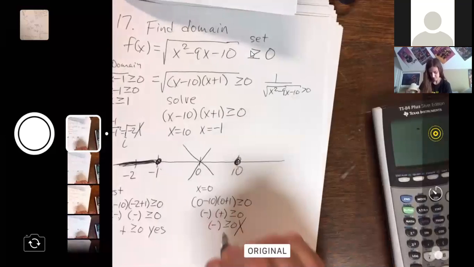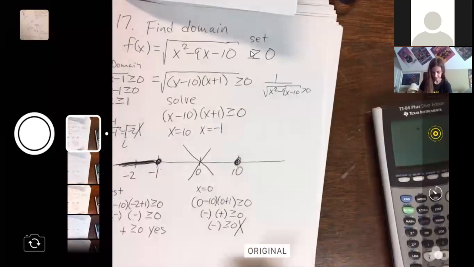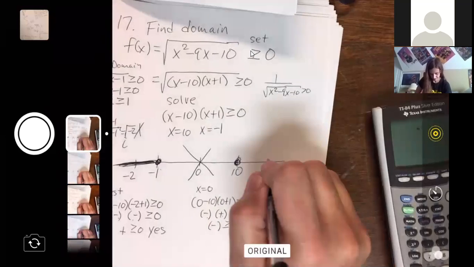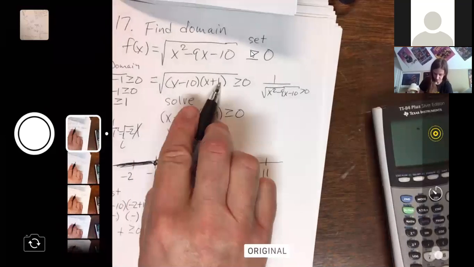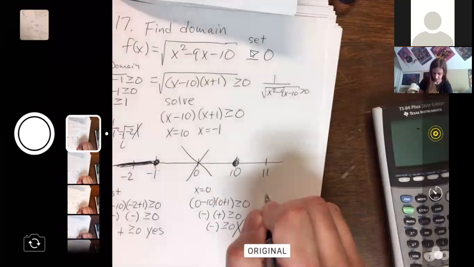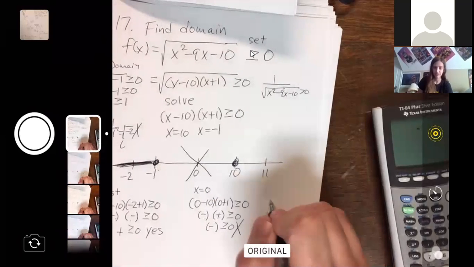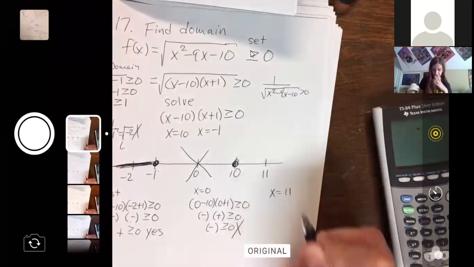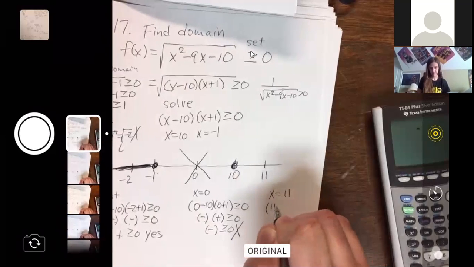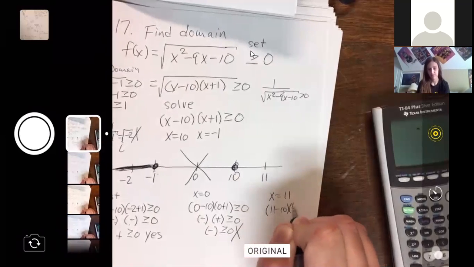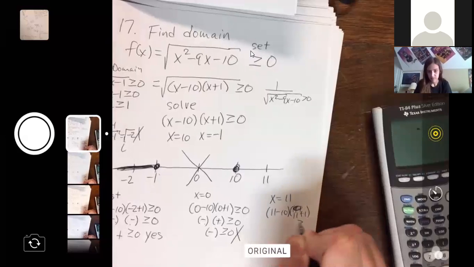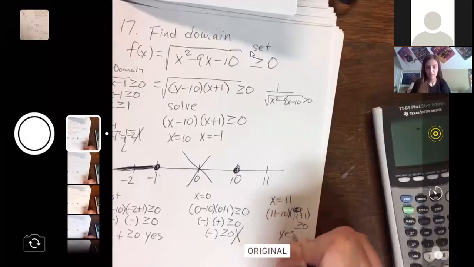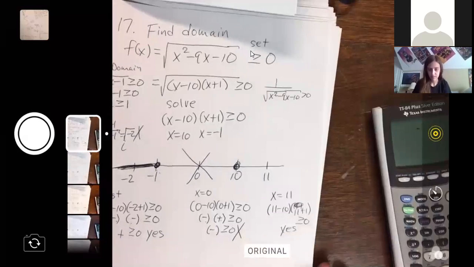Was that too fast? No, that's good. We'll try 11. You can probably see 11 in your head. 11 minus 10 is positive. 11 add 1 is positive. You can probably see it without writing it down that, yeah, this is going to work, but I'll just finish it up for anybody who watches this later. 11 minus 10, 11 add 1. Yes, you got a positive times a positive.